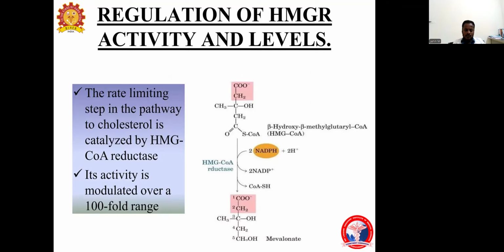Its activity can vary over 100-fold, so the range is high. Again, remember that HMG-CoA reductase is a regulating enzyme, the regulating enzyme of cholesterol biosynthesis.